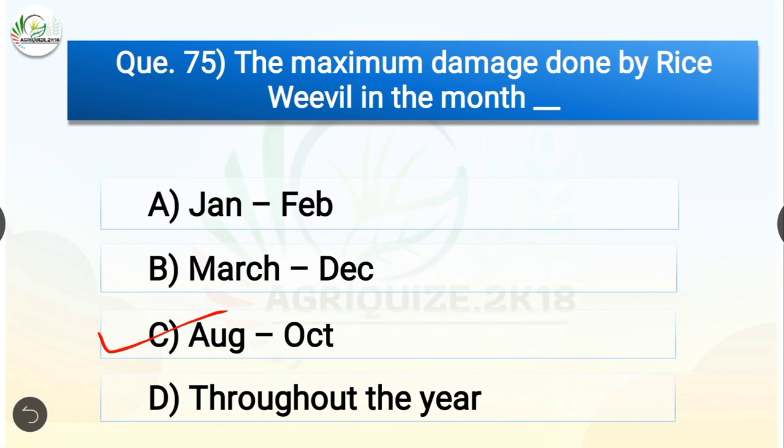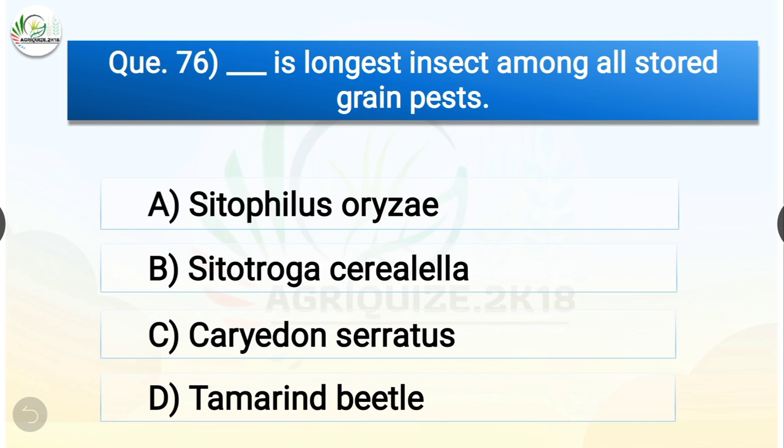Question number 76. Dash is the longest insect among all the stored grain pests. The options are Sitophilus oryzae, Sitotroga cerealella, Caryedon serratus or tamarind beetle. The correct answer is option C, Caryedon serratus. So Caryedon serratus is the longest insect among all the stored grain pests, which is also known as groundnut bruchid.